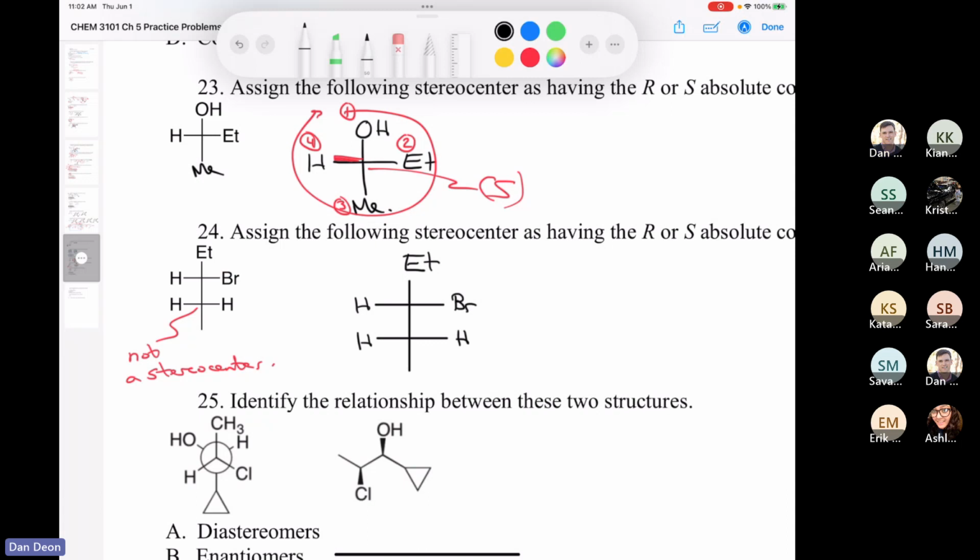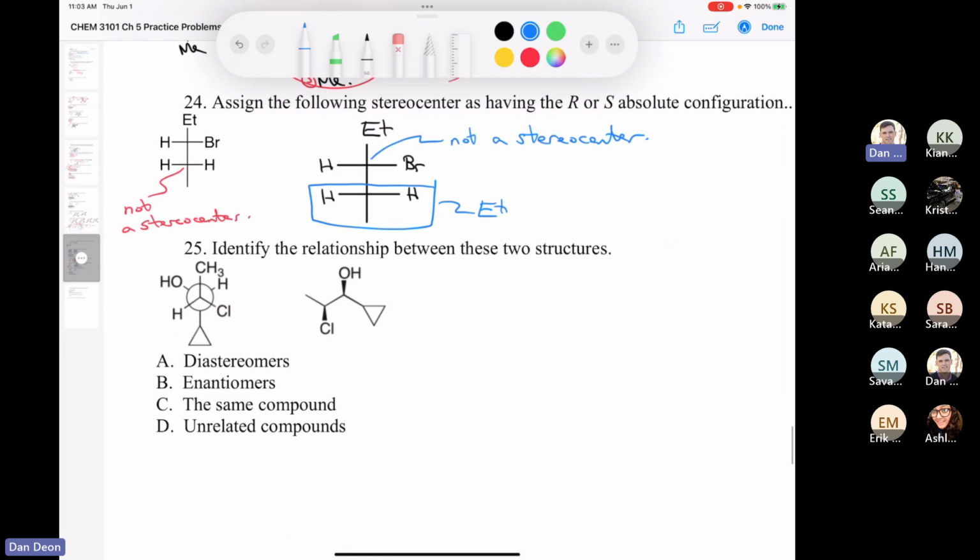All right, so let's see here. Actually, that's not a stereocenter either, is it? Now that I look at it, not a stereocenter. I always tell you guys how much I hate trick questions. What the hell, man? There's no stereocenter in this compound, right? Because if you take CH2, CH3, this is an ethyl group. So that's a dumb question. All right, let's move on.